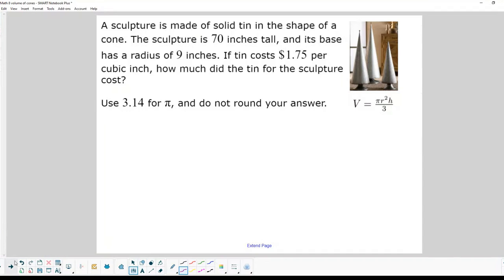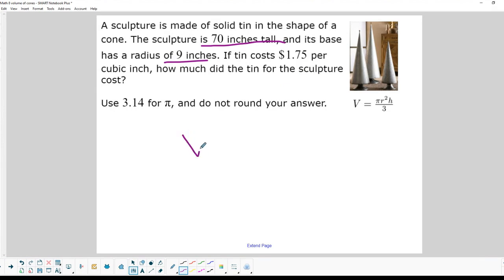Okay, here's another one. A sculpture is made of solid tin in the shape of a cone. The sculpture is 70 inches tall, and its base has a radius of 9. And tin costs $1.75 per cubic inch. How much did it cost for the tin for the sculpture?